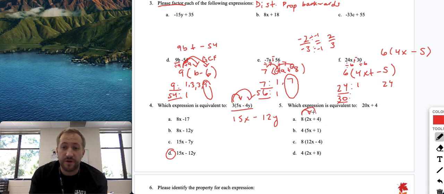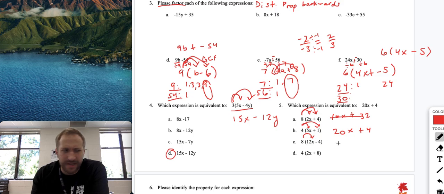I'm going to go and distribute all of these expressions. 8 times 2x, that's 16x. 8 times 4 is 32. Oh, so that one can't be it. Distribute the 4 times 5x is 20x. Plus 4 times 1, that's just 4. Hey, that works. Let me double check and just make sure these don't work either. 8 times 12x, wow, that's a big number. That's like 96x. That already can't be it. And then 8 times 4, that's a 32. That also for sure doesn't work.